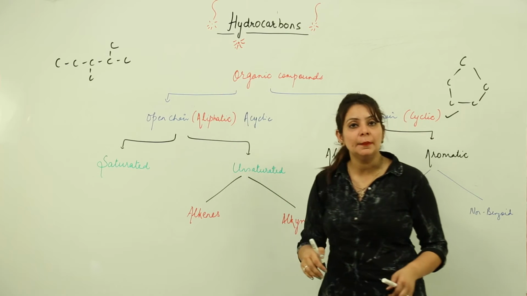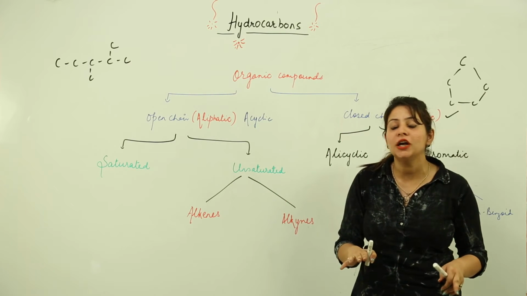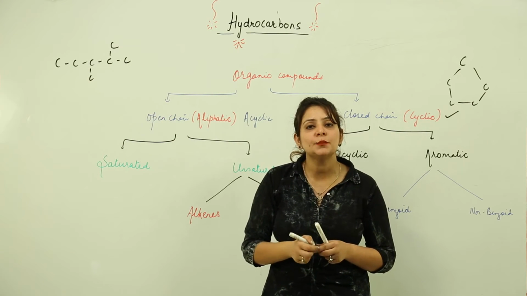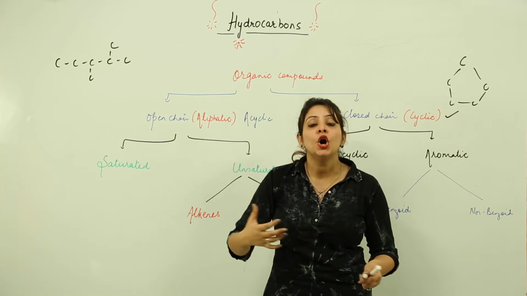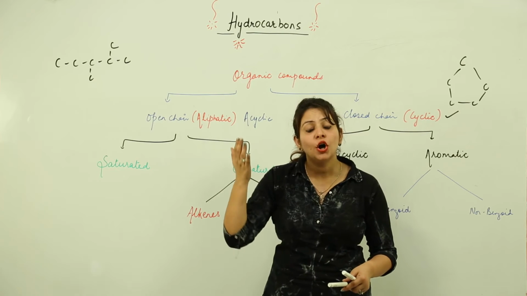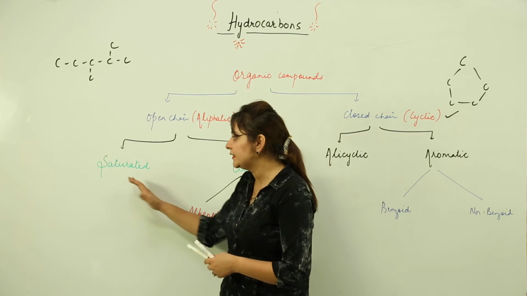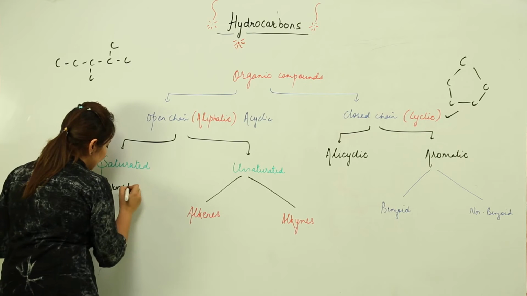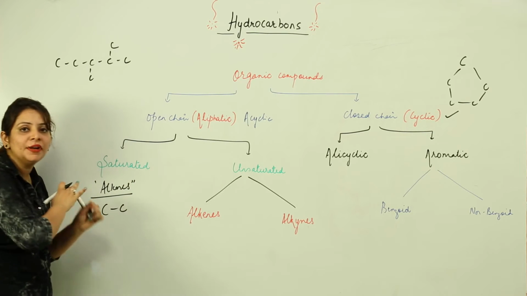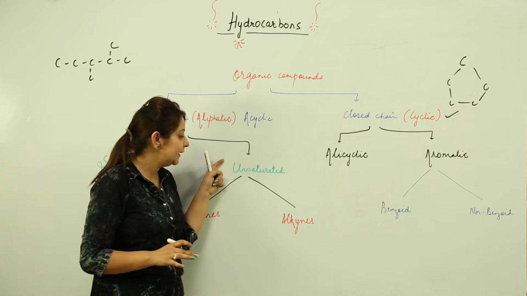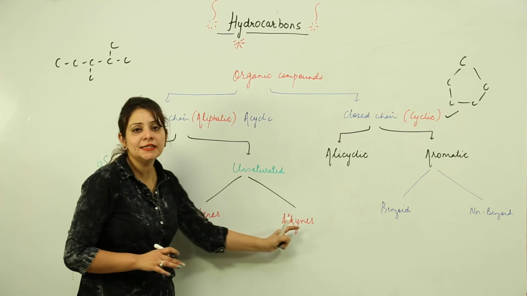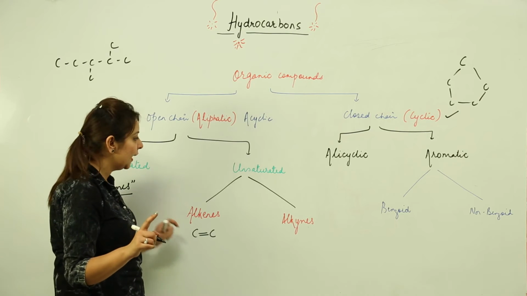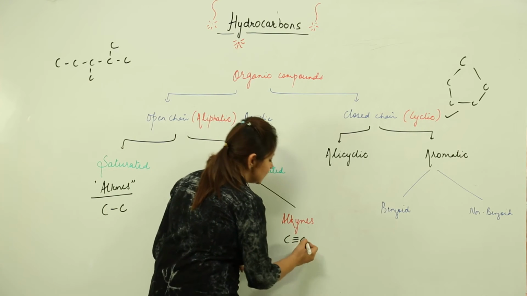Now aliphatic hydrocarbon is further divided into two categories depending upon whether the bonding between the carbons is single, double or triple. As we know, carbon has the property to form a single bond with another carbon, or a double bond, or a triple bond. On the basis of that we divide them into two branches, the saturated and the unsaturated. Saturated ones are called alkanes, in which there is only single bonding throughout the chain. Unsaturated ones are divided into two categories, the alkenes and alkynes, where in alkenes at least one double bond is present in a chain, and in alkynes at least one triple bond is present.